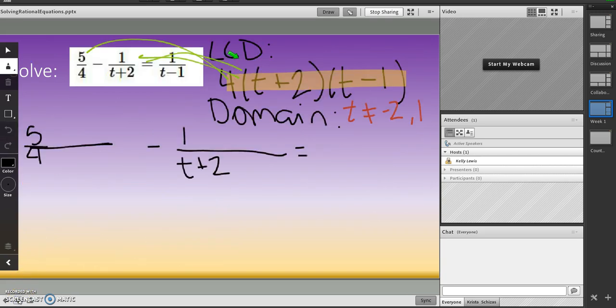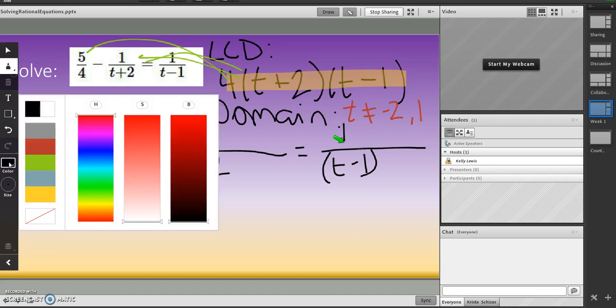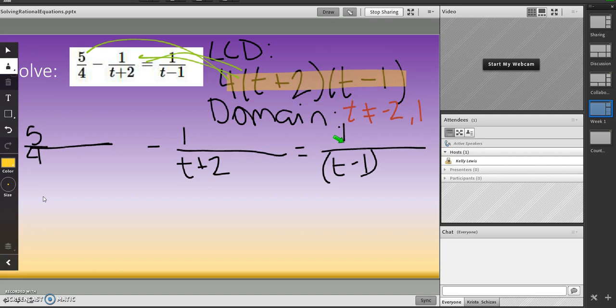So here we are. Equals. So we have that t minus 1, 1. All right, so I'm going to do this one slightly different because I want to just show you a slightly different way. If it helps you, great. If it doesn't, go back to the other way. All right, so I need this bottom to read 4 t plus 2 t minus 1. So what I added was t plus 2 t minus 1.